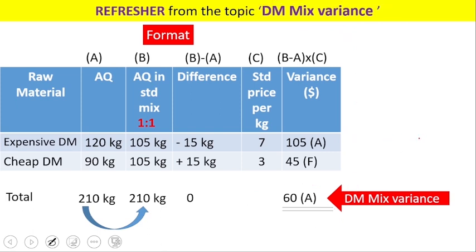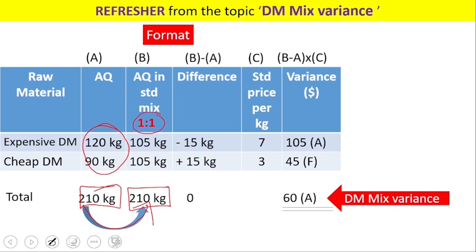So how's the format? The first column is the actual quantity. In this particular example, we have taken the expensive raw material to be 120 kg and the cheaper raw material to be 90 kg. And then we total the actual quantity and we get the total as 210 kg. Then you carry forward this amount to the total of the next column, 210 kg.